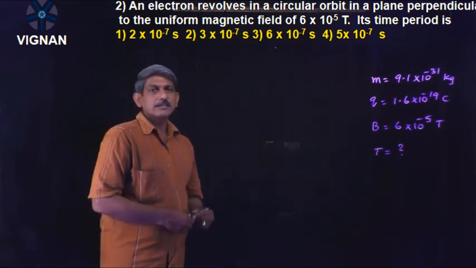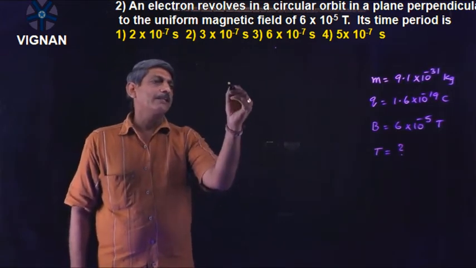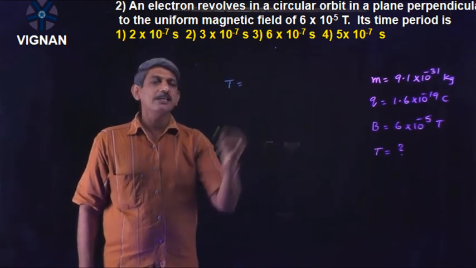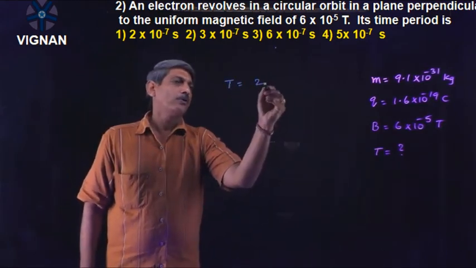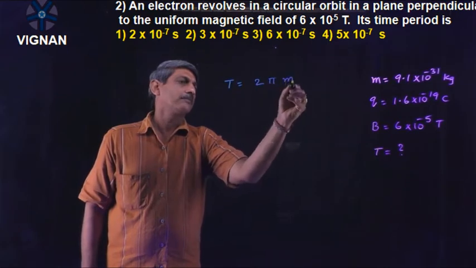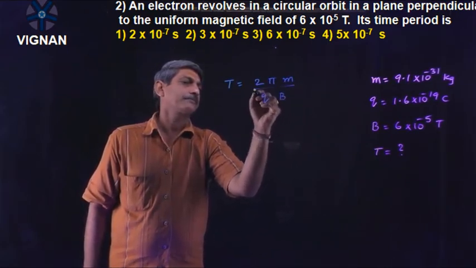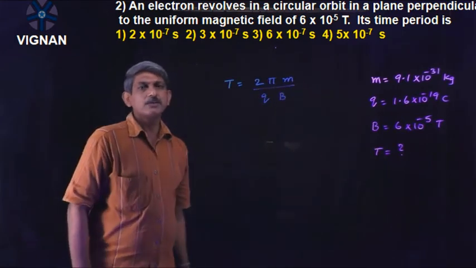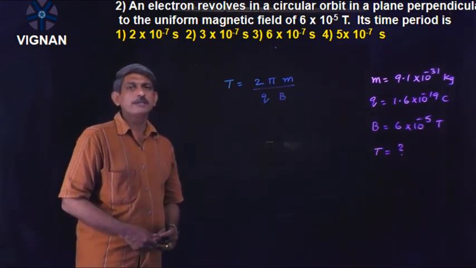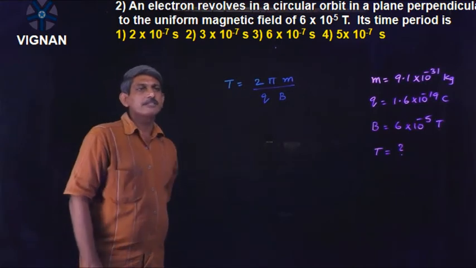We know that the time period of the rotation of the particle is given by T is equal to 2 pi m divided by qB. T is equal to 2 pi m by qB. Let us substitute the given values in that equation.